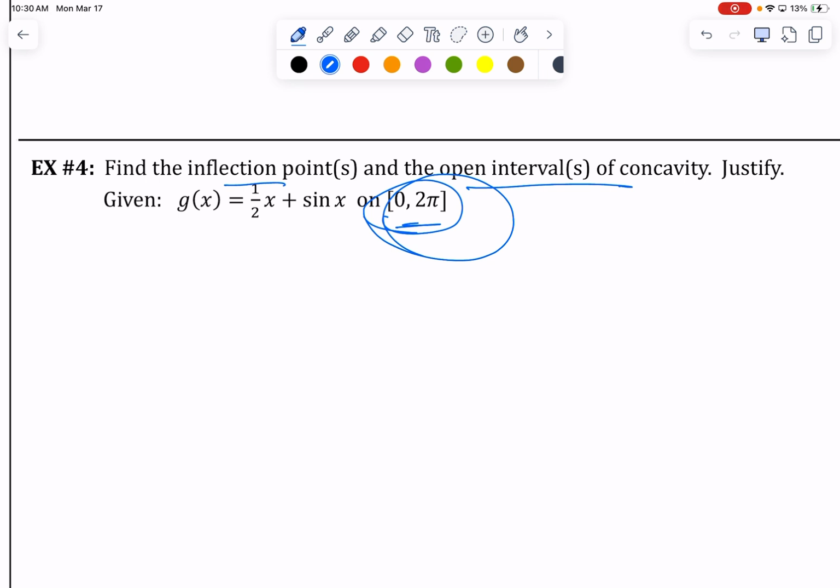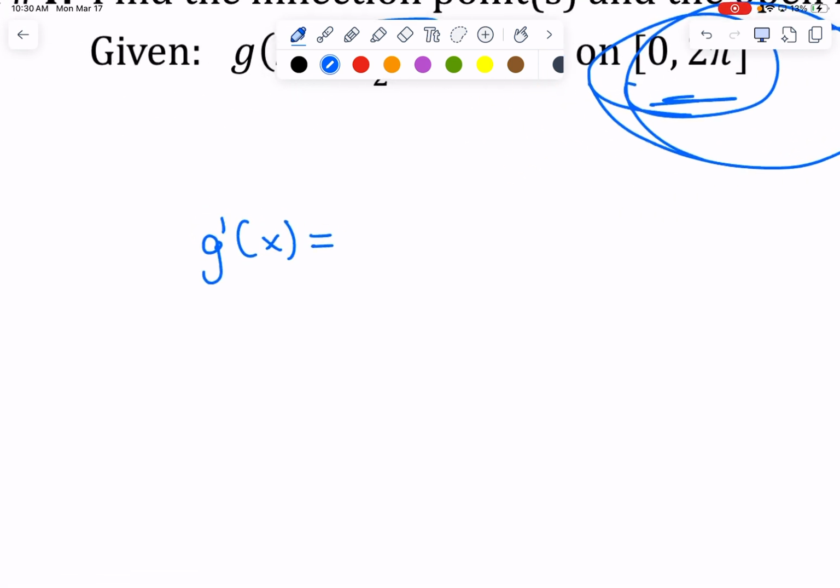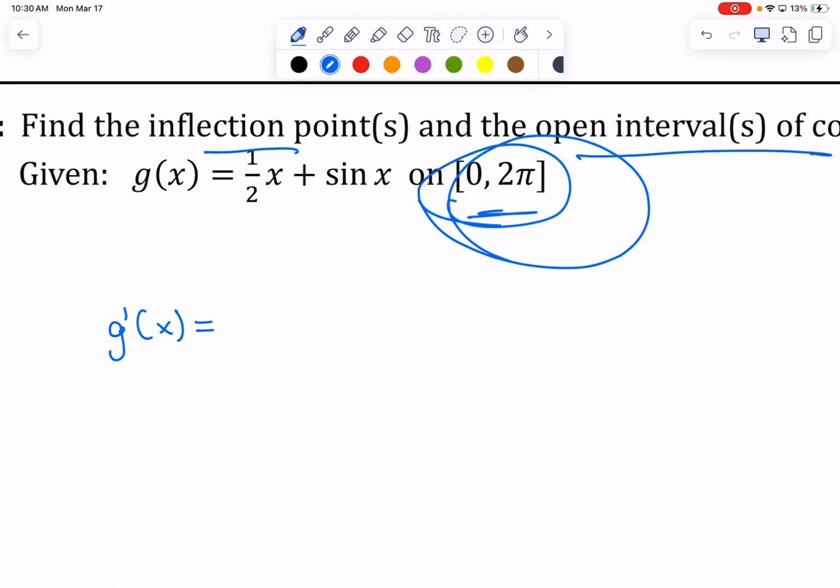If we don't get restricted, you'll need to find the restriction. They always restrict it on the AP exam. You've got to know what you're looking for. So the first derivative, what is it? What's the first derivative here? 1/2 plus cosine x. What's the second derivative? Negative sine x. Yep, g double prime will be negative sine x.